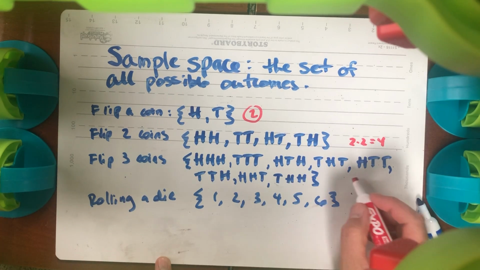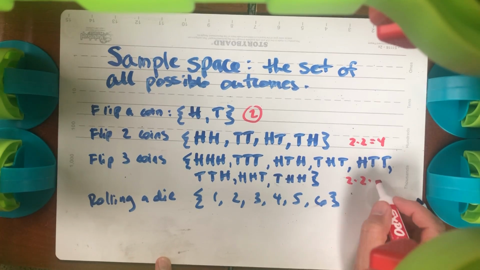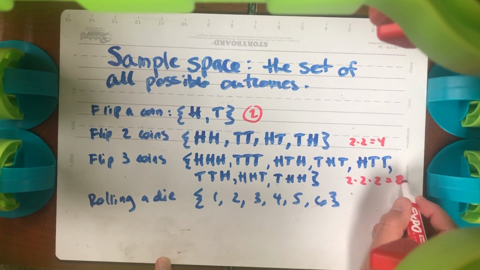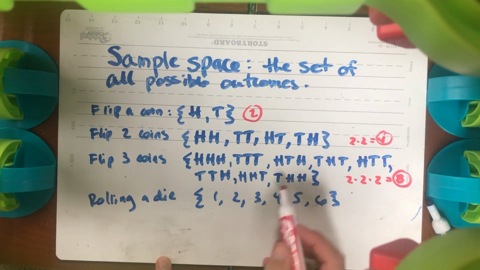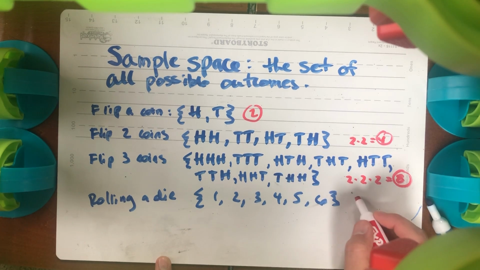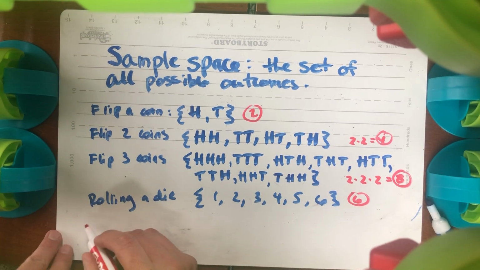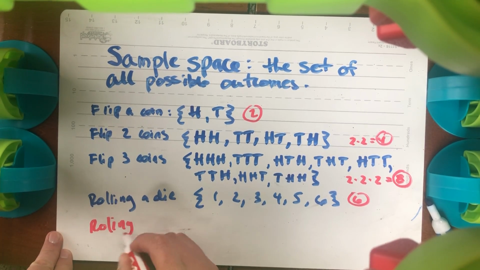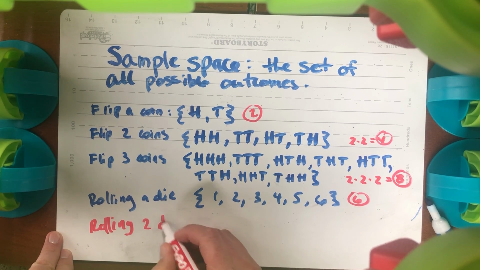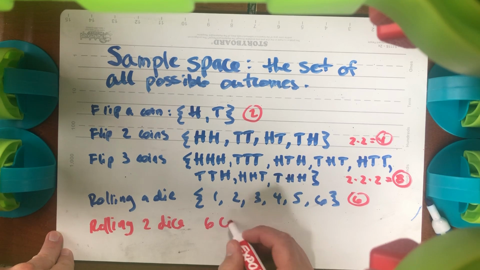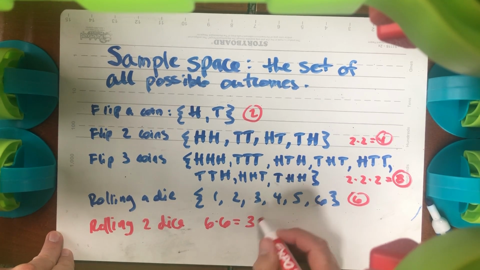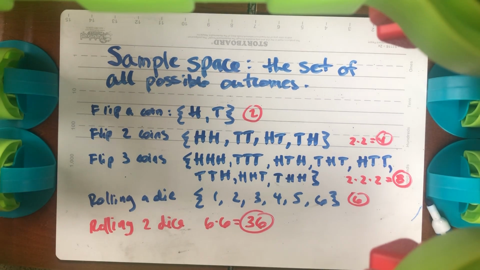Flipping 3 coins, well, there's 2 outcomes for the first, 2 outcomes for the second, 2 outcomes for the third. That makes a total of 8 outcomes. And you can see we have 1, 2, 3, 4, 5, 6, 7, 8. And rolling a die, there's only 6 outcomes, so that would be that. So what if I said rolling 2 die, or what we would call dice in that case? Well, we know there's 6 for the first die, 6 for the second die, so there'd be a total of 36 different outcomes. I'm not going to show you those now because I don't have enough space on my whiteboard, but I think you get the idea.